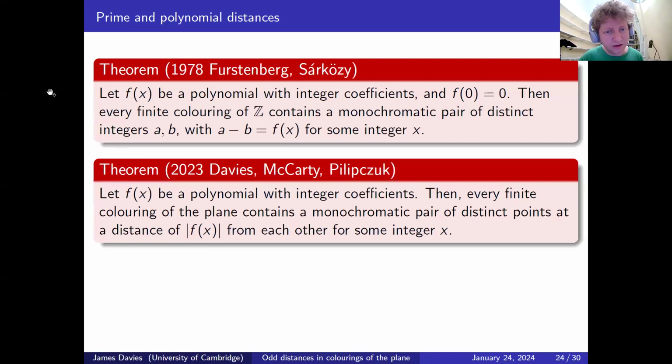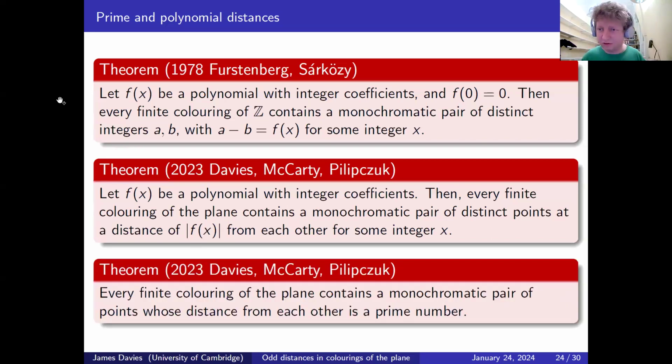Okay. And another extension of this odd distance result we're able to prove, and this is one I really like a lot, is that it's also true for primes. So any finite coloring of a plane, you can find a monochromatic pair of points whose distance is a prime number. So I want to talk a tiny bit about how you can extend these methods to get these results. And I'll focus on this prime case.